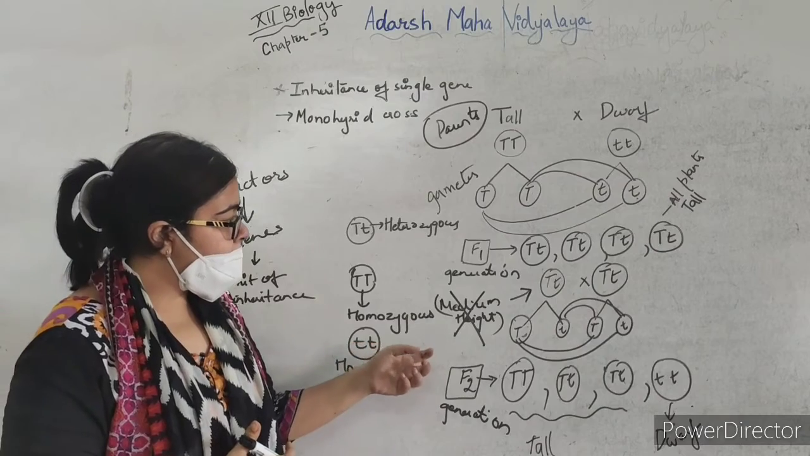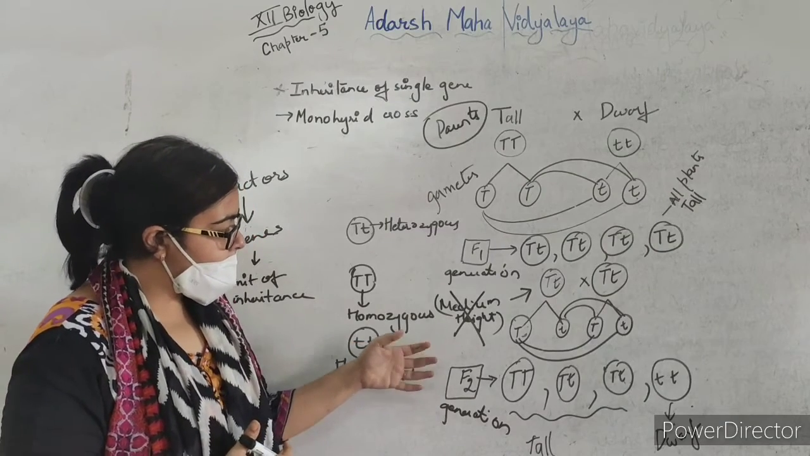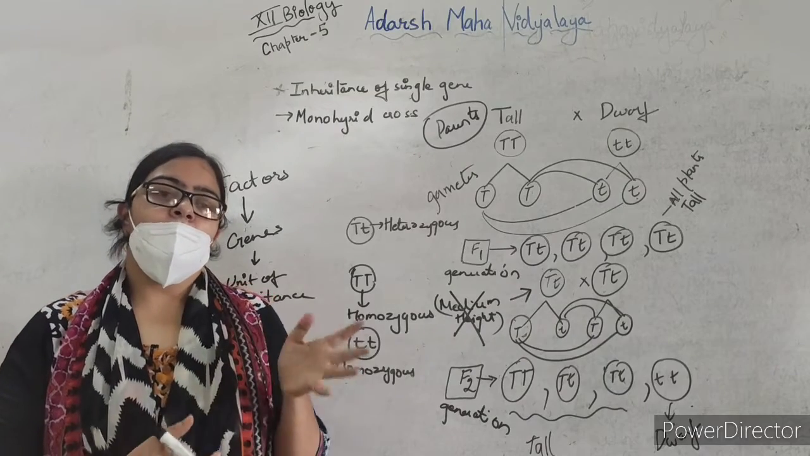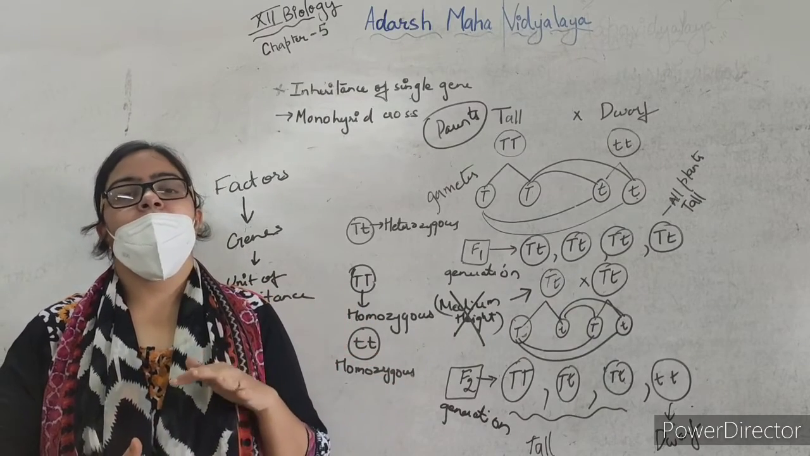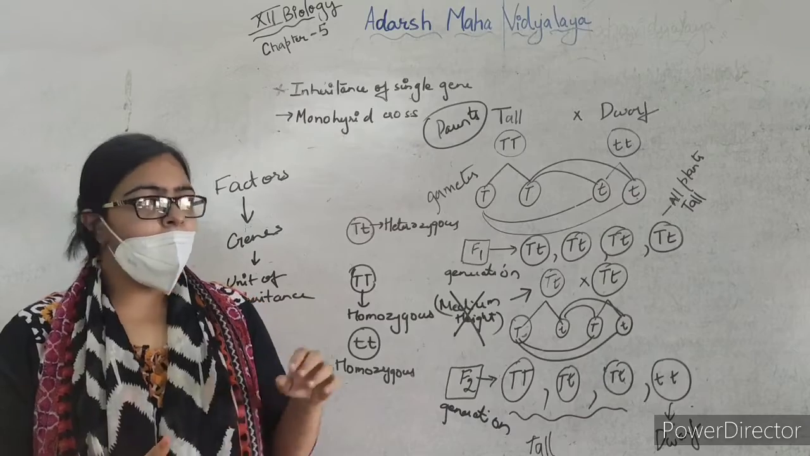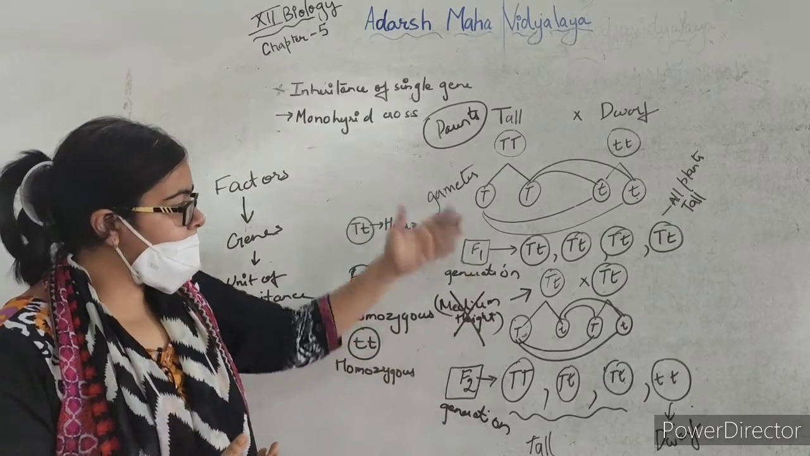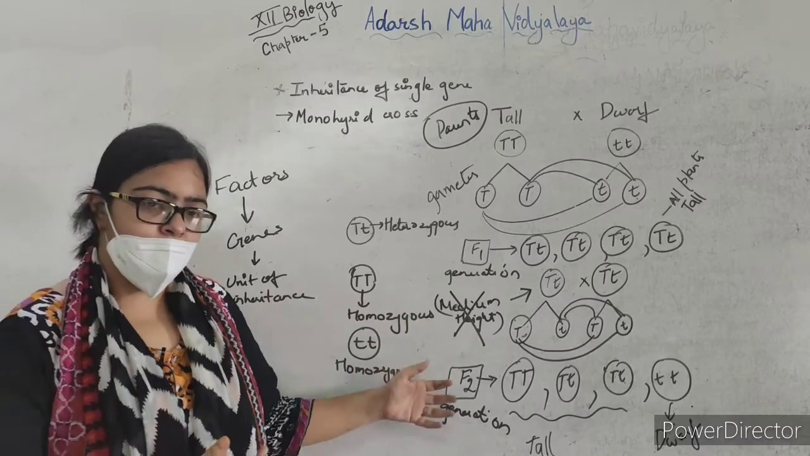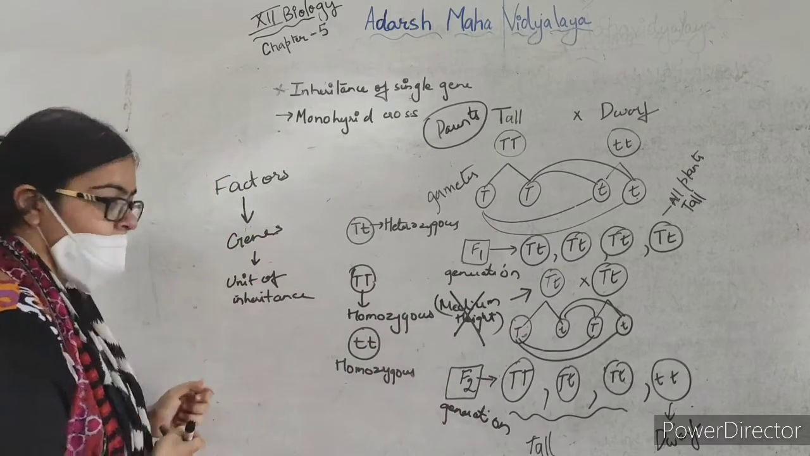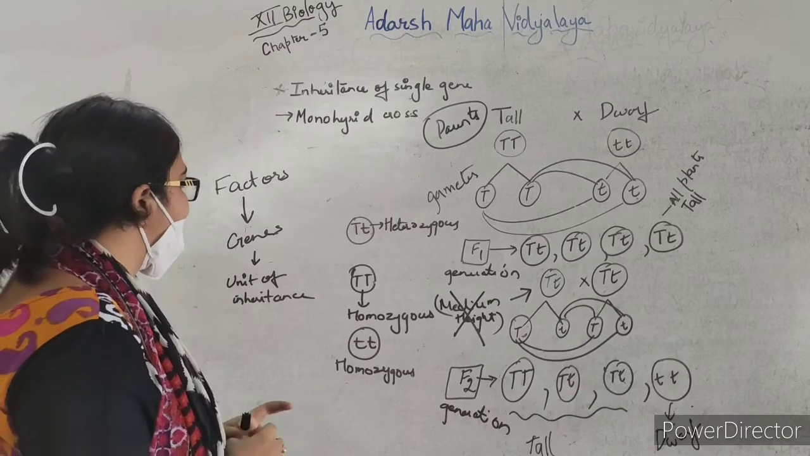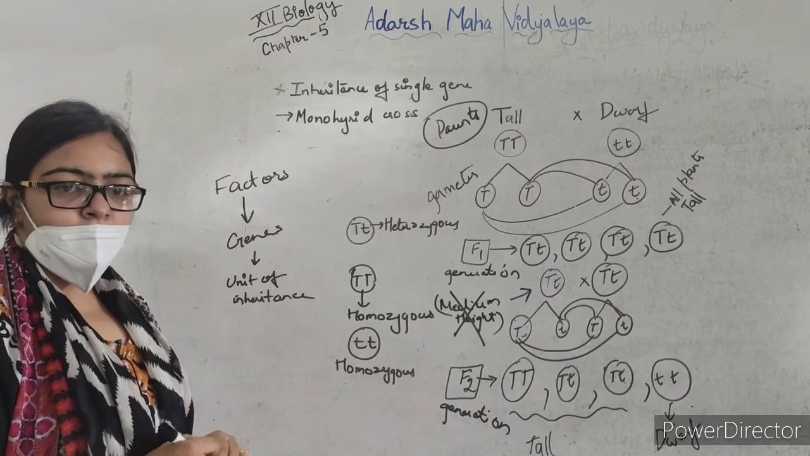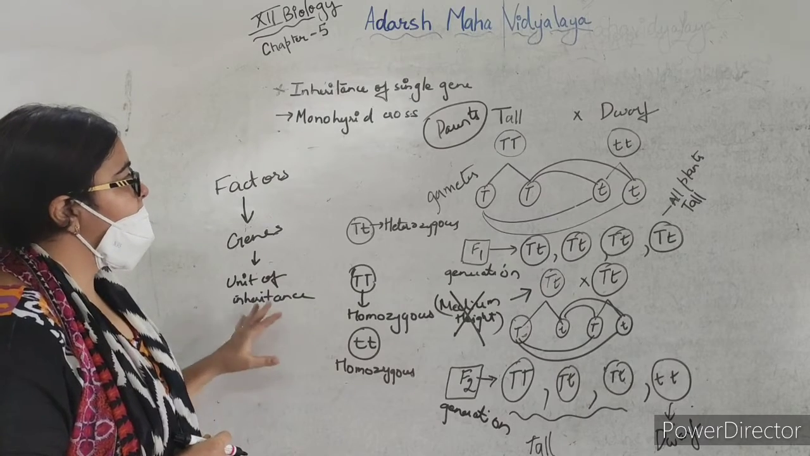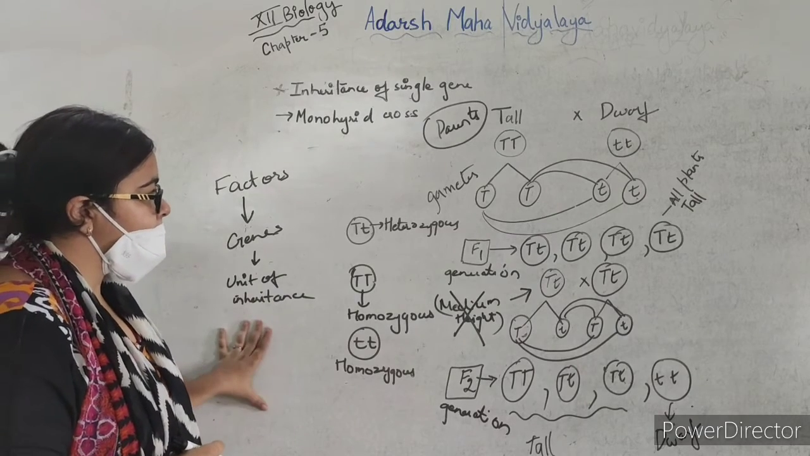Okay, now from this experiment, he gave the two laws, that is the law of dominance and law of segregation. Now this particular hybridization, that is the monohybrid cross, can also be expressed with the help of a square, and that particular square is called the Punnett square. Okay, that I will do in the next session. So this was all about the monohybrid cross.